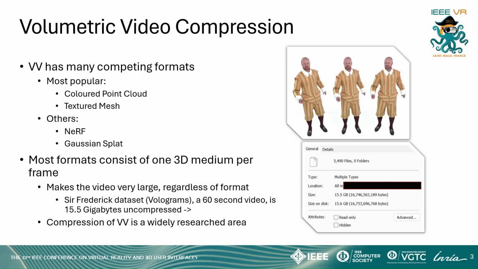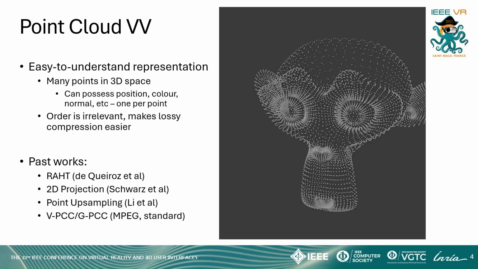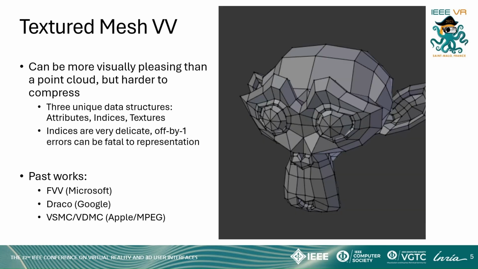To talk about the formats, point clouds are relatively easy to understand. You have many points in 3D space that can possess a position, a color, a normal, or more per point. Their order is irrelevant, and you can add, remove, or alter the points without greatly affecting the overall representation. A mesh, on the other hand, is more visually pleasing to look at, but in general harder to compress. There are now three data structures to contend with: the attributes, the indices, and the textures. The indices in particular are very delicate, as an off by one error can be fatal to the representation.